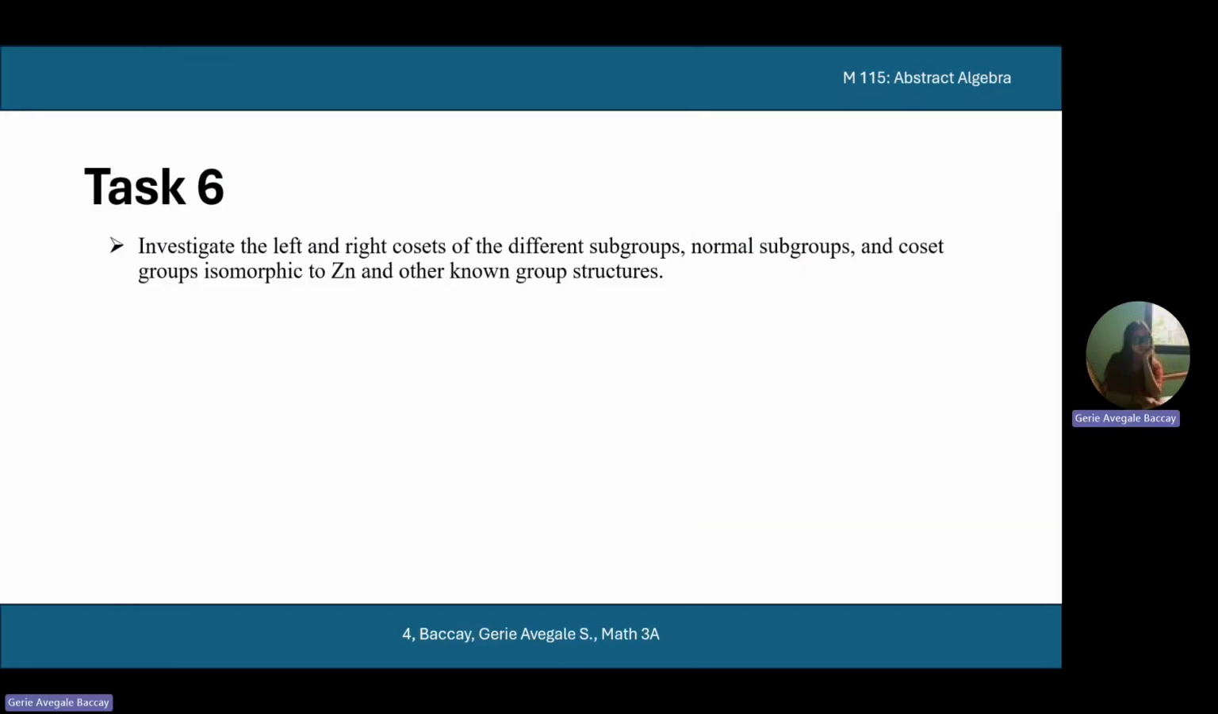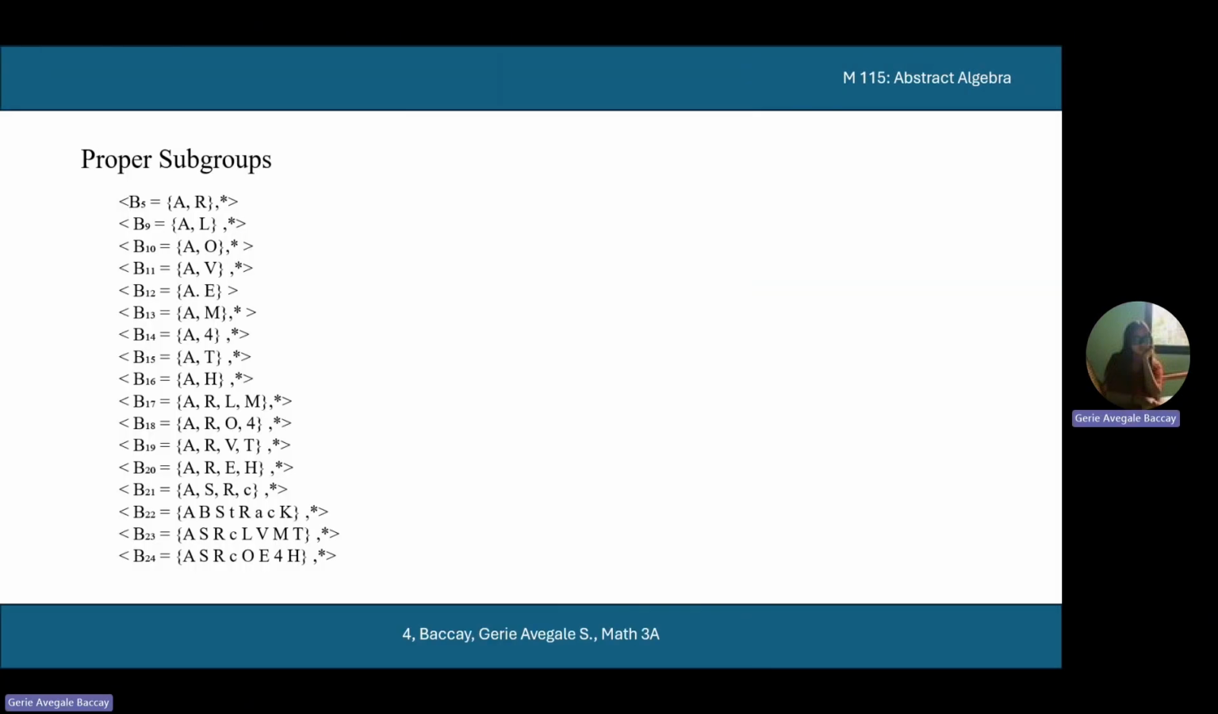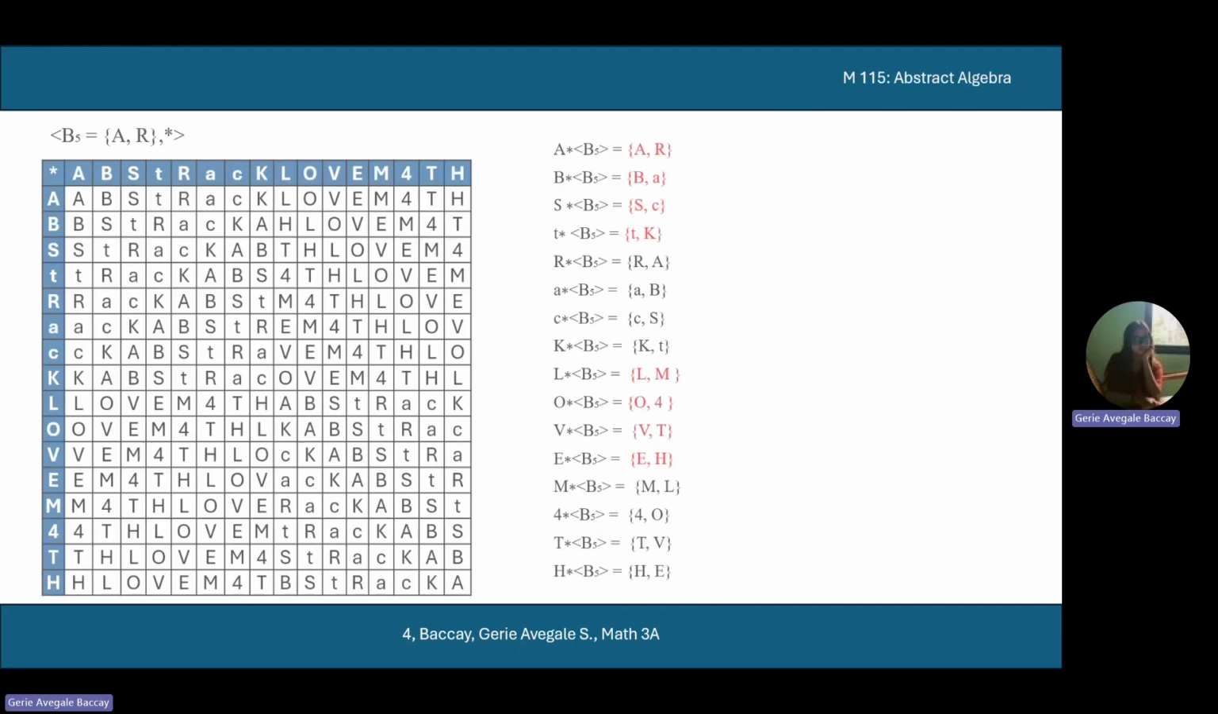For our last task, investigate the left and right cosets of the different subgroups, normal subgroups, and coset groups isomorphic to Z sub n and other known group structures. For this activity, I chose to focus on proper subgroups because if we use trivial subgroups, the cosets just repeat the whole group. And if we use the whole group, the factor group becomes too simple with only one element. But with proper subgroups, we can generate multiple distinct cosets, observe their structure, and check if the resulting factor groups are isomorphic to known groups, which directly supports the goal of this task. Let's proceed to B sub 5.